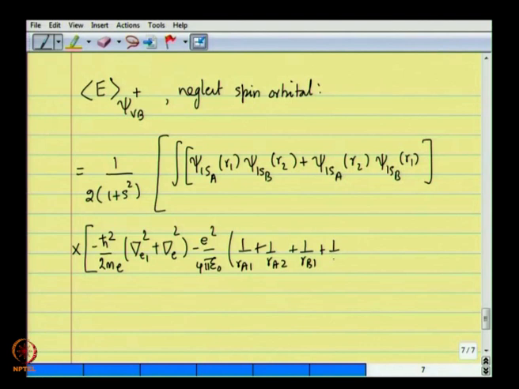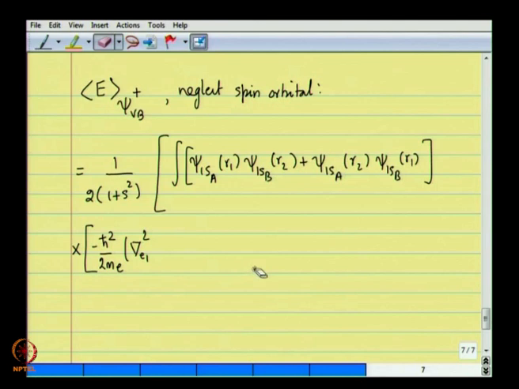Now, having written this, let me rewrite this in a slightly different way, somewhat differently, to get the picture that we will simplify these energies very quickly. So, let us write the del_1 square and let us write the term corresponding to e square by 4 pi epsilon naught R_A1 as one set of terms.